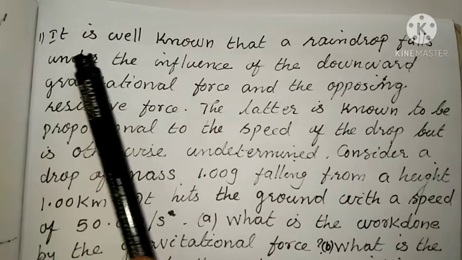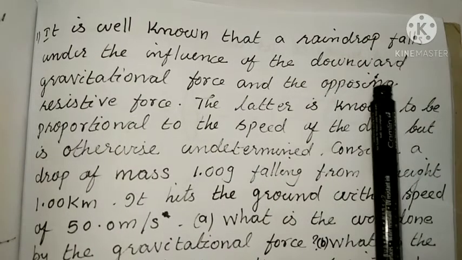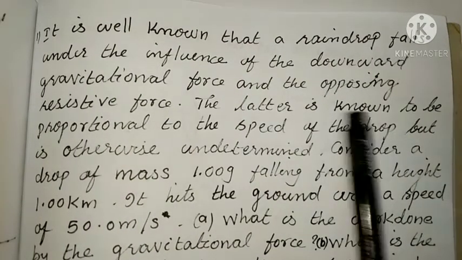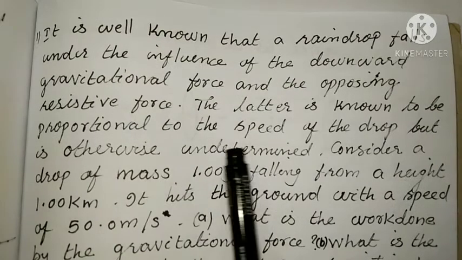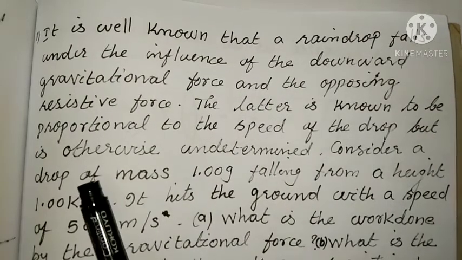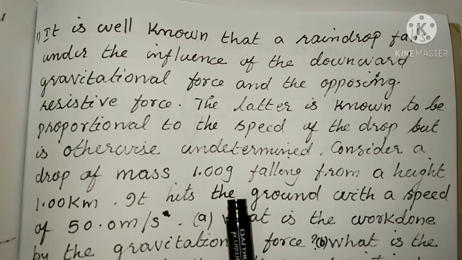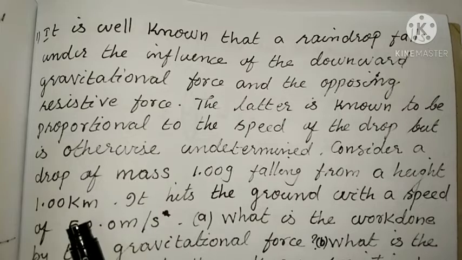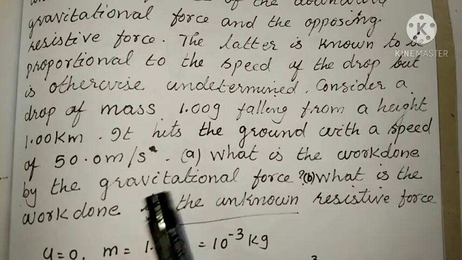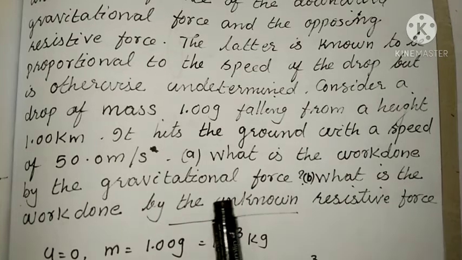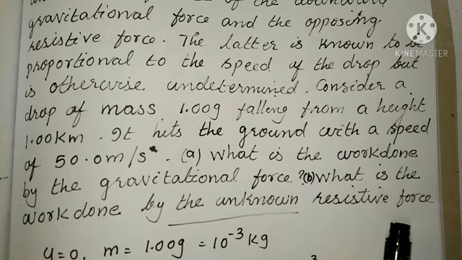First question: it is well known that a raindrop falls under the influence of the downward gravitational force and the opposing resistive force. The latter is known to be proportional to the speed of the drop but is otherwise undetermined. Consider a drop of mass 1 gram falling from a height of 1 kilometer. It hits the ground with a speed of 50 meter per second. What is the work done by the gravitational force and what is the work done by the unknown resistive force?